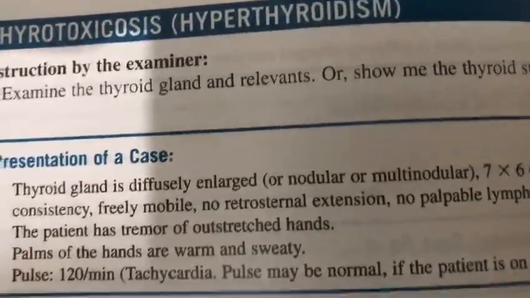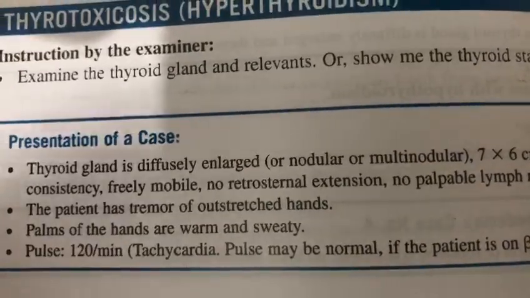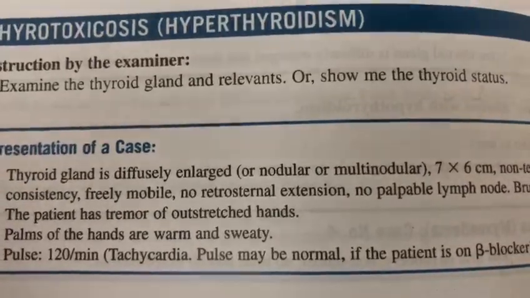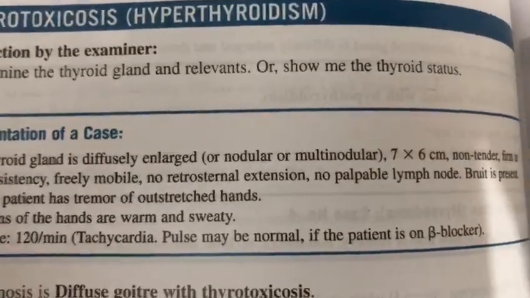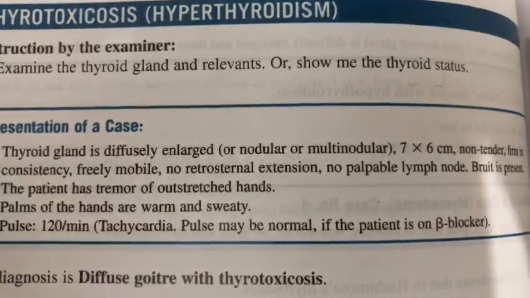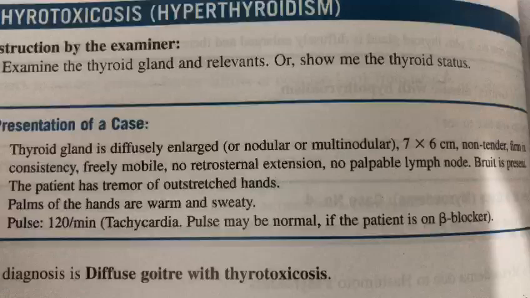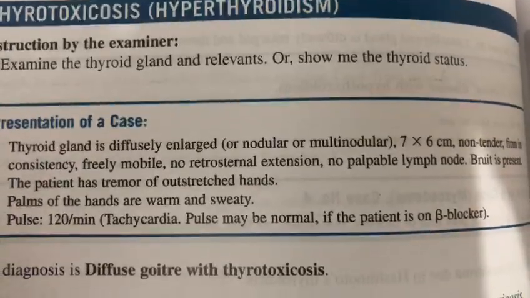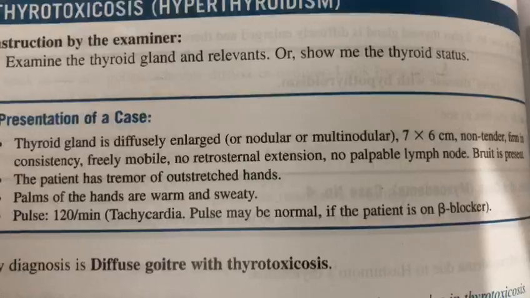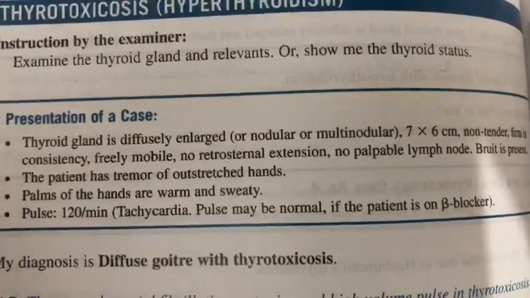Presentation of a case: the thyroid gland is diffusely enlarged or nodular, 7 into 6 centimeter, non-tender, firm in consistency, freely mobile, no retrosternal extension, no palpable lymph node. Bruit is present. The patient has tremor of outstretched hands. Palms of the hands are warm and sweaty.